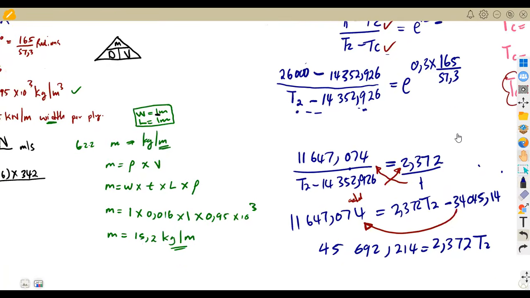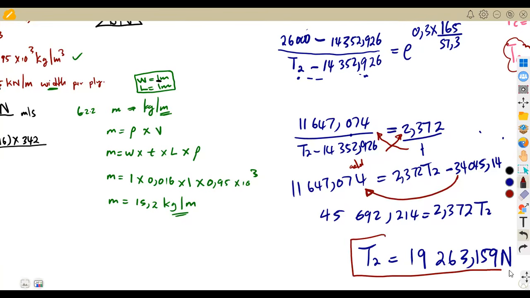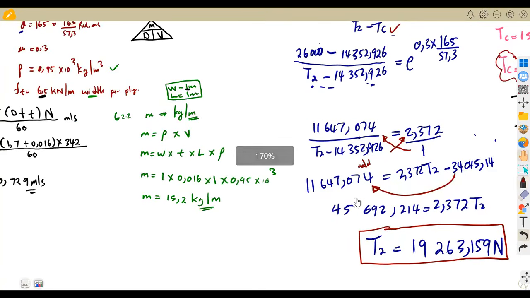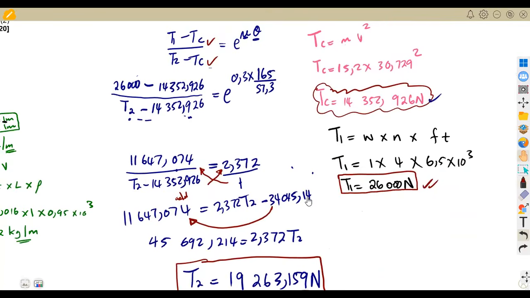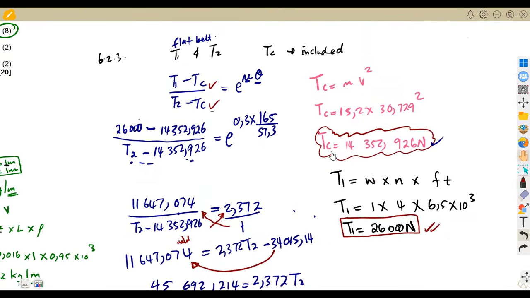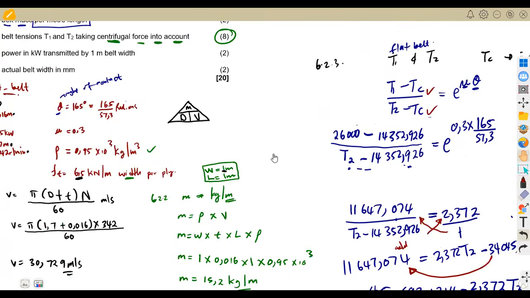All right, so this is going to give us the value of T2. If we divide by this value on both sides, we are going to obtain the value of T2 as 19,263,159.36, something like that, in Newton. All right, so that is it. We have got the value of T2 in this case. So that was the question, to find the tensions, which are T1 and T2, including the centrifugal force and also considering that this is a flat belt. So the formula that you're supposed to use must correspond to what you're dealing with.